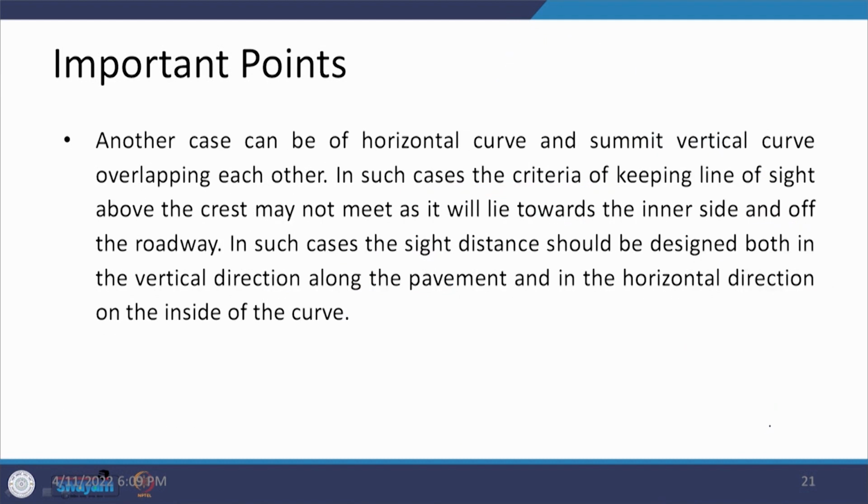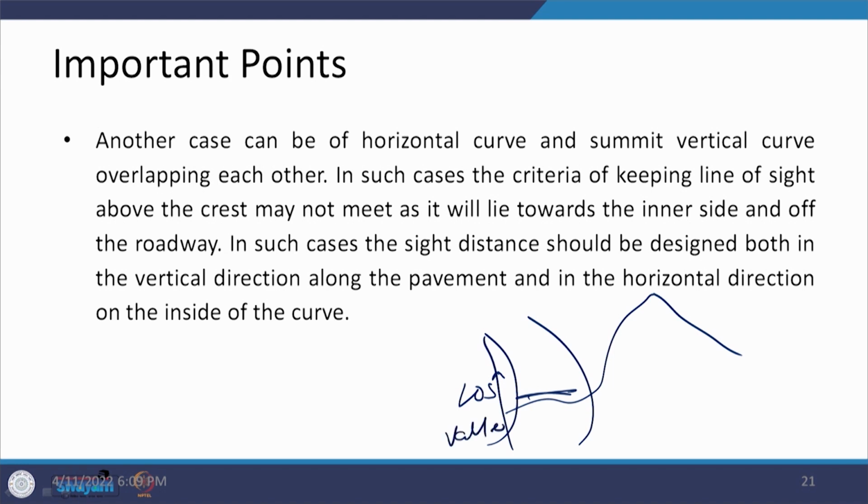There may be a case where the horizontal curve and the vertical curve are together. In such cases, how do things have to be done? When we look at these things, there may be a possibility that your road is like this, the curve is going in this direction, and if you talk about the line of sight, then this line of sight is going away on the valley side. So, that can be one problem.